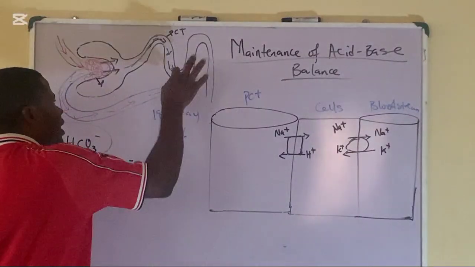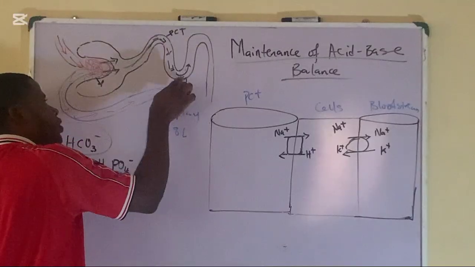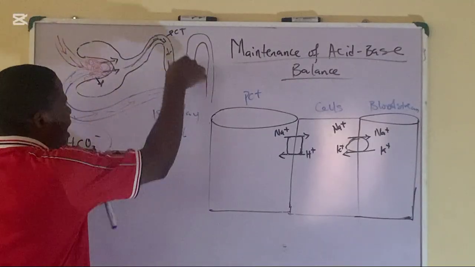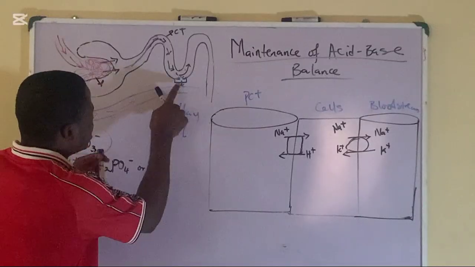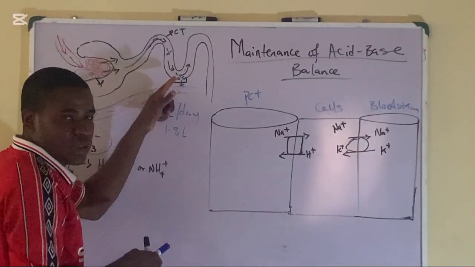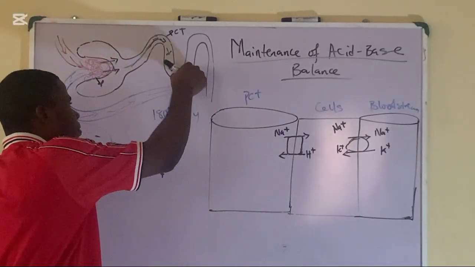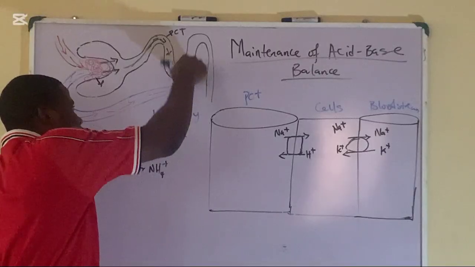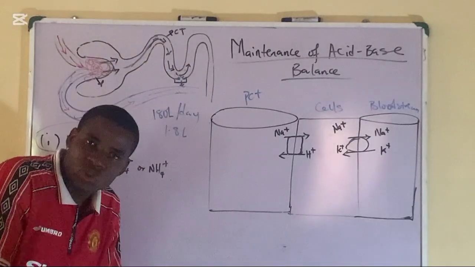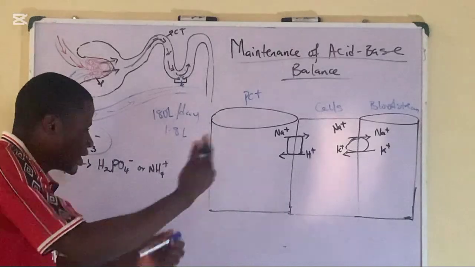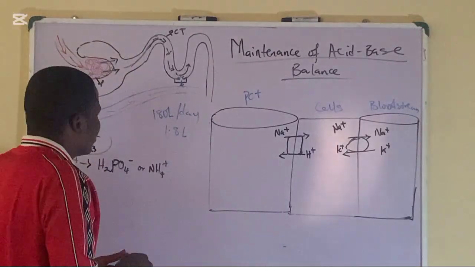I hope it's clear. Now, from the proximal convoluted tube, you can see the arrow down, the filtrate enters the cell of the proximal convoluted tube. You see this thing that is there? It is the cell of the proximal convoluted tube. Now, from the cell of the proximal convoluted tube, it enters back into the efferent arteriole, that's the blood vessel. Is that clear? Which eventually takes it to the blood, and it keeps circulating. So that's what I just said.